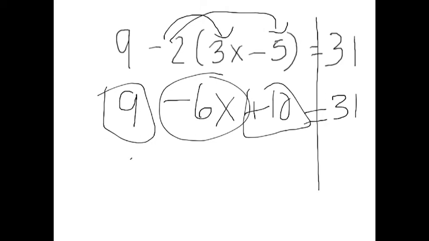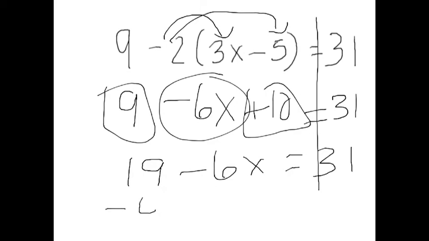Okay, so the 9 and the 10 make 19 minus 6x equals 31. Remember, if you don't like the variable to follow the number and you'd rather have the variable first, you may rewrite it as an equivalent equation, which would be negative 6x plus 19 equals 31. Those are equivalent expressions. Equivalent equations. Either way, the 19 is positive and you want to move the 19 to be with the 31 because they are like terms and they are friends and they need to be on the same side of the equal sign.